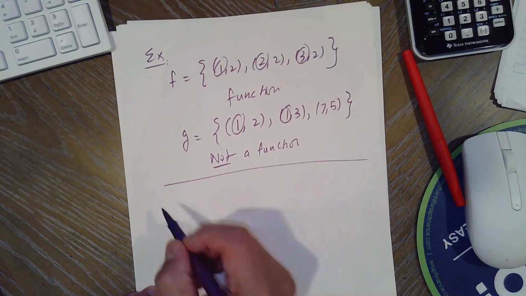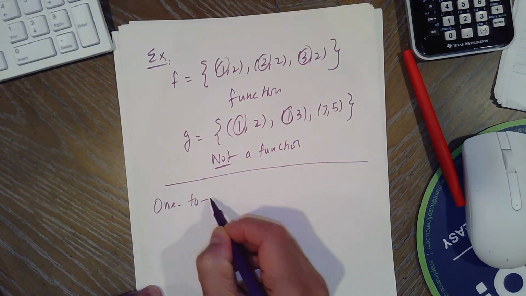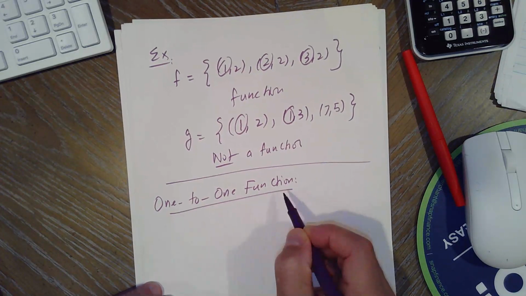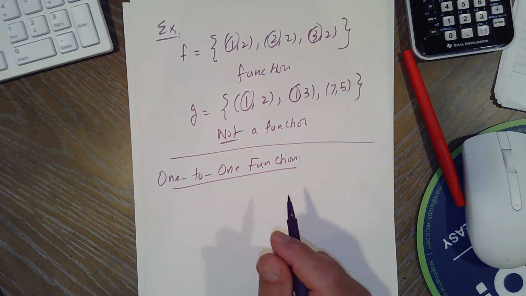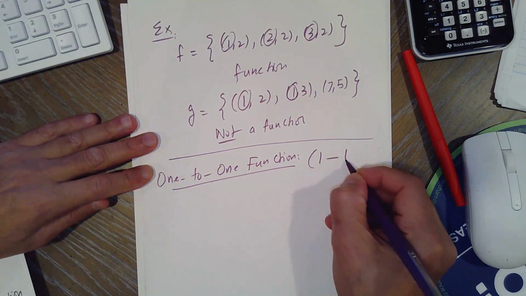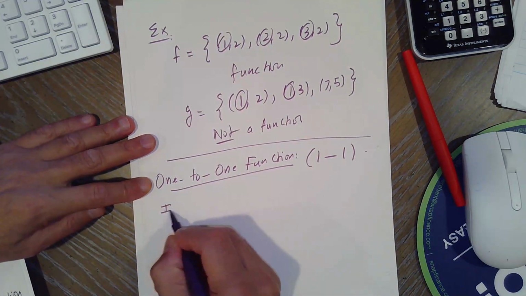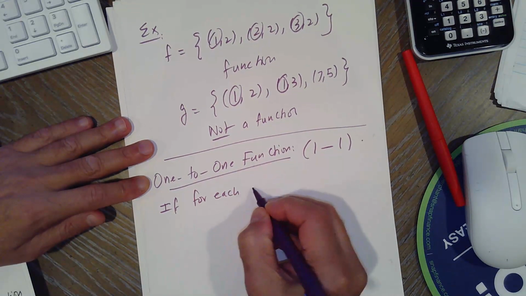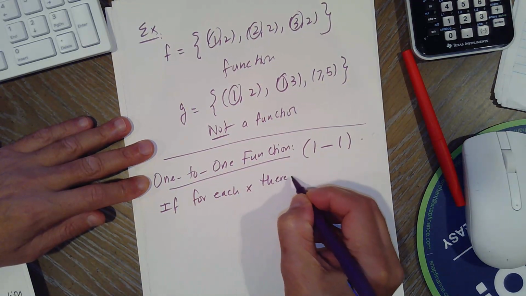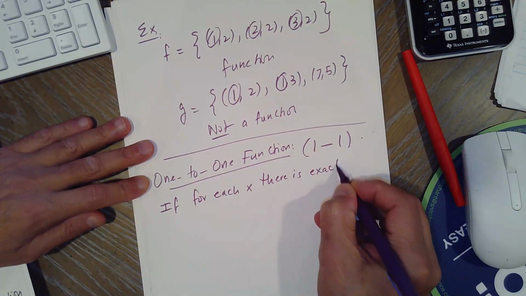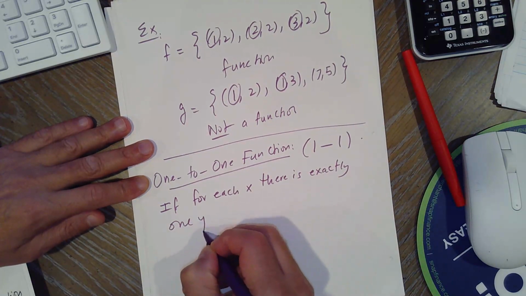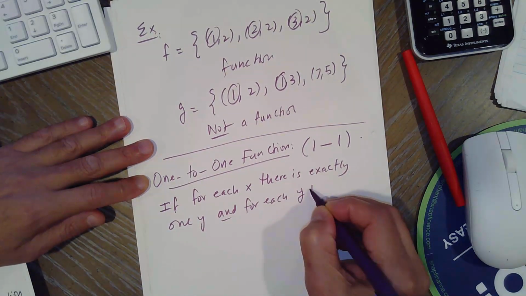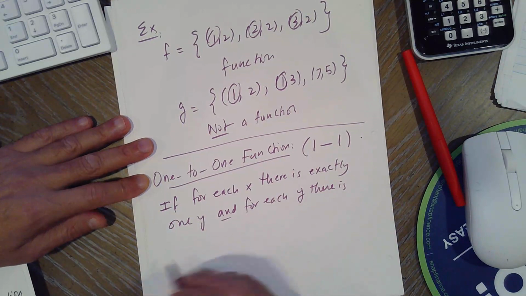Okay, what is a one-to-one function? Now a function is an unfair relationship where x has obligations but y has none. In a one-to-one function, both have obligations. So if for each x there's exactly one y, and for each y there's exactly one x, so it's a two-way street.